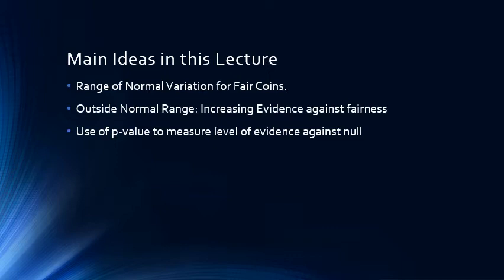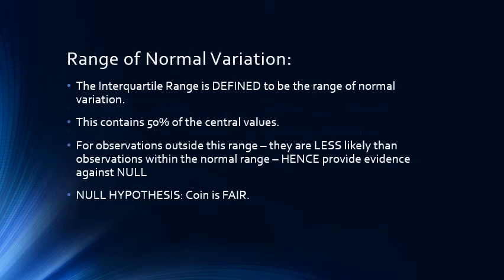Now, the strength of the evidence is measured by something called a p-value, which we will also discuss in this lecture. So the first thing to do is to define the range of normal variation. We will take this to be the interquartile range. The first quartile is 25%. Then we have the middle 50%, then we have the last 25%. So the middle 50% is taken to be the normal variation, because half of the time the coin will end up within the interquartile range. For any variable, the interquartile range is half of the outcomes.